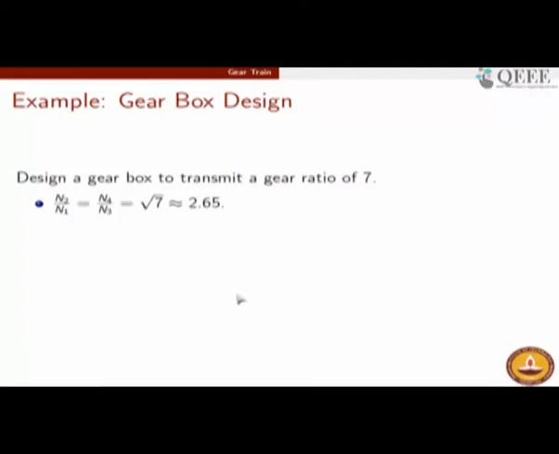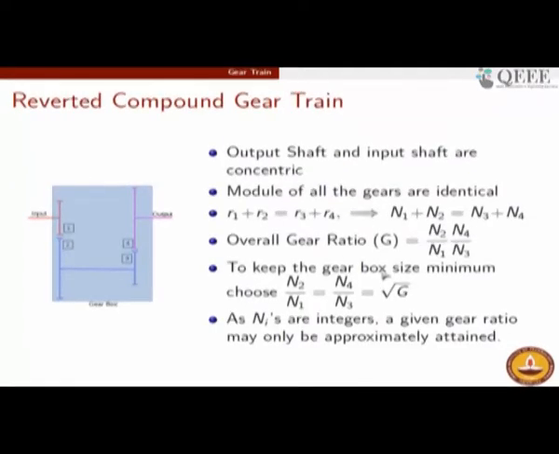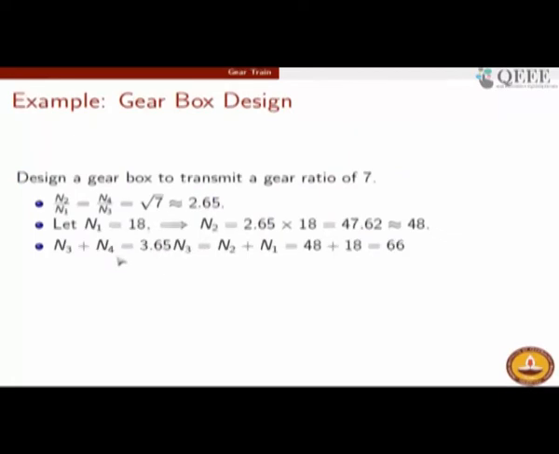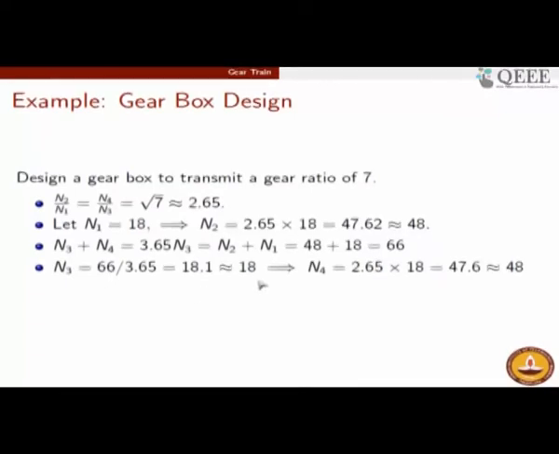Similarly, as we have derived, N3 plus N4 is N1 plus N2. So N3 plus N4, with N4 being 2.65 times N3, is 3.65 times N3, and that has got to be N2 plus N1. With our choice of N2 as 48 and N1 as 18, this comes out to be 66. So N3 comes out to be 18.1. Again, we cannot have 18.1 teeth in a gear blank. Rather, we will have this to be 18.